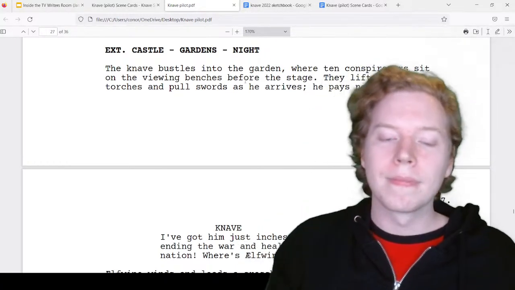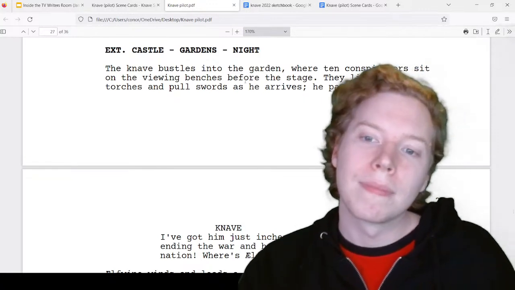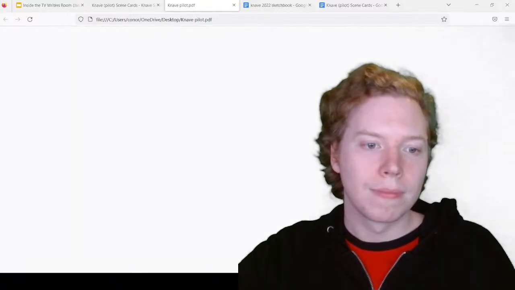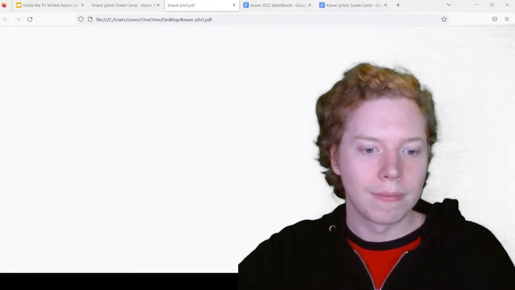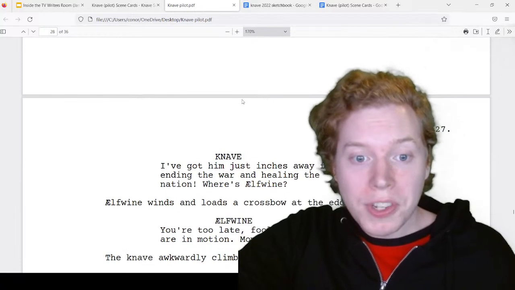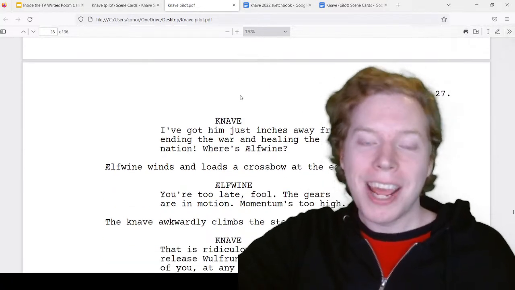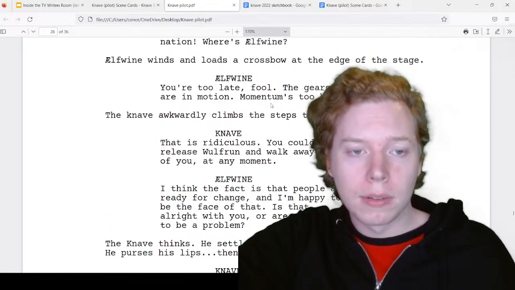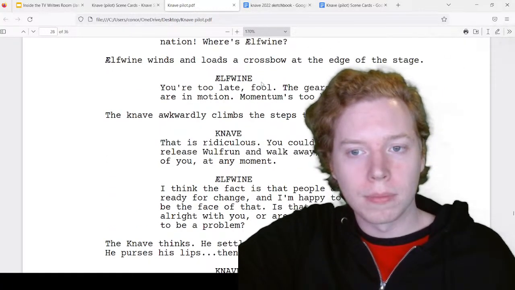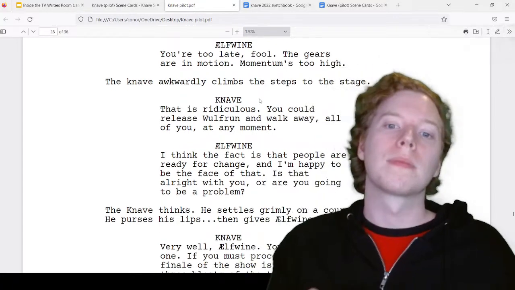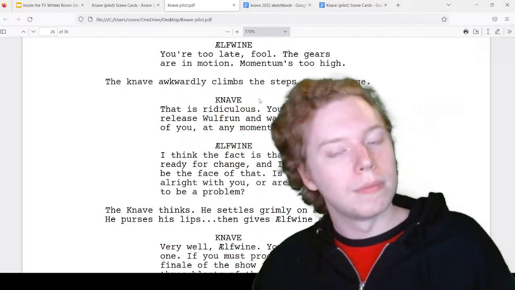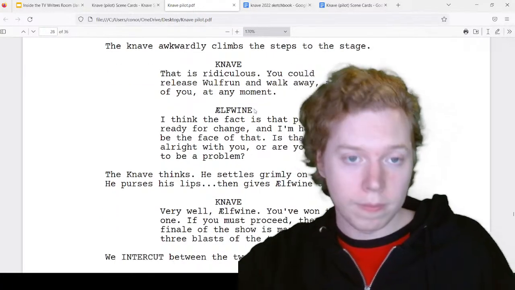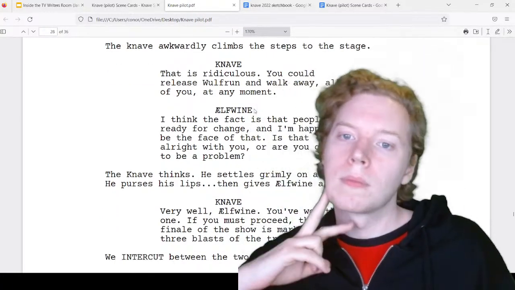Exterior Castle Gardens, night. The knave bustles into the garden where 10 conspirators sit on the viewing benches before the stage. They lift their torches and pull swords as he arrives. He pays no heed. I've got him just inches away from ending the war and healing the nation. Where's Elfwine? Elfwine wins and loads a crossbow at the edge of the stage. You're too late, fool. Gears are in motion. Momentum's too high. The knave awkwardly climbs the steps to the stage.